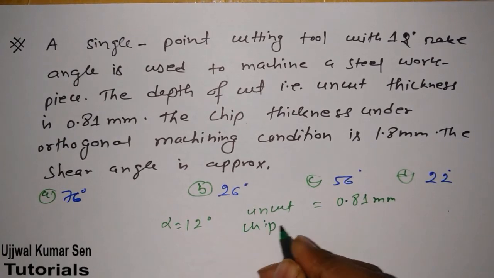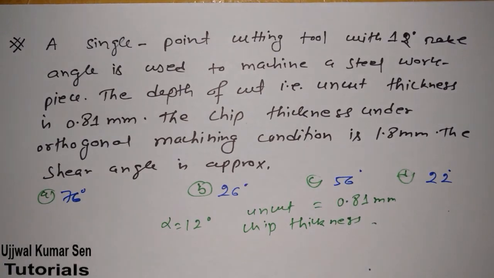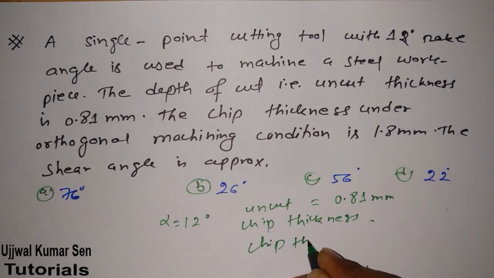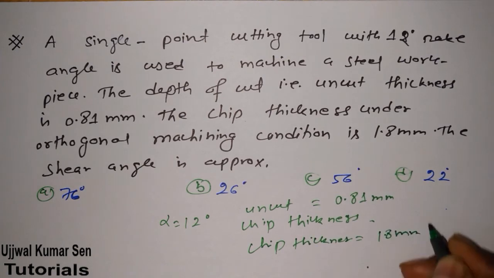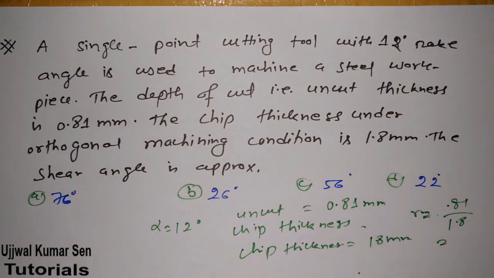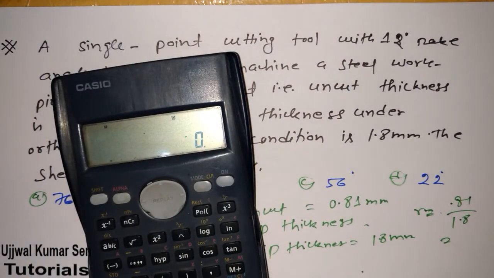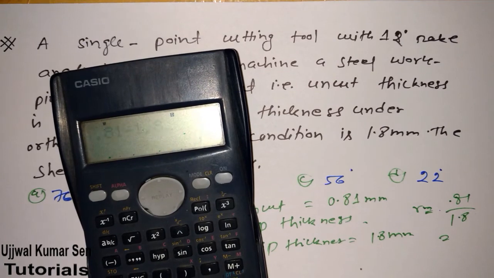Uncut chip thickness, right? The chip thickness under the orthogonal machining condition is 1.8 mm. Therefore chip thickness ratio is uncut 0.81 over 1.8. So we need a calculator. What do we get here? 0.81 divided by 1.8.